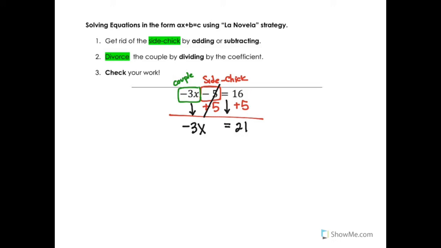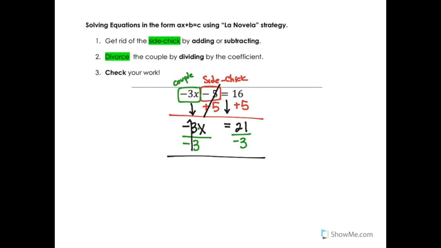And again, the last thing we always do is we want to divorce that couple out because they just can't get over their problems. They can't move on. So this negative 3 is being multiplied by x. So if I want to get rid of it, then I'll go ahead and just divide by the coefficient of this term, in this case by the negative 3. And whatever I do to one side, again, I must do to the other.